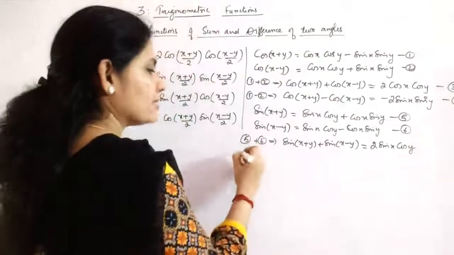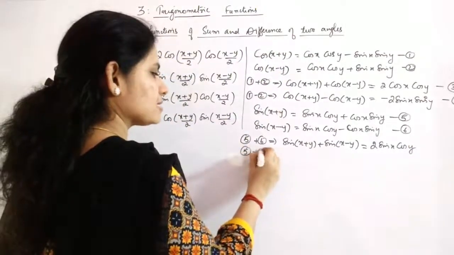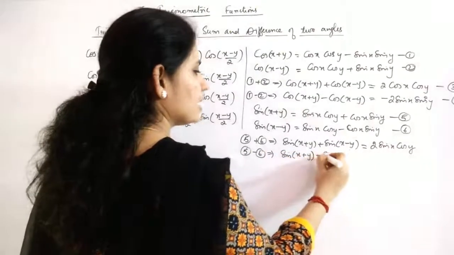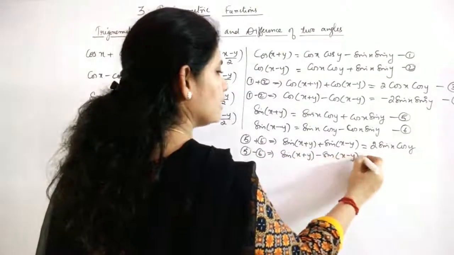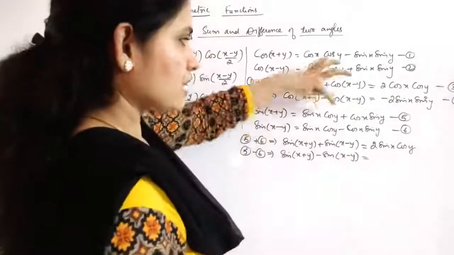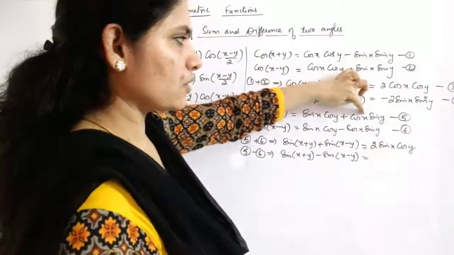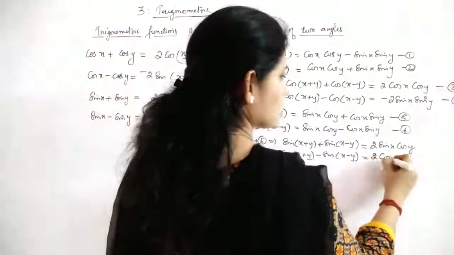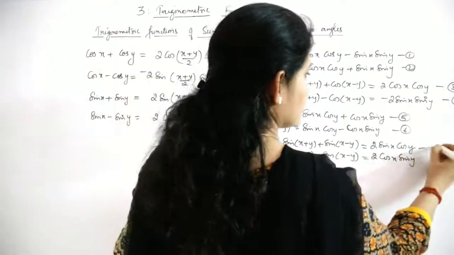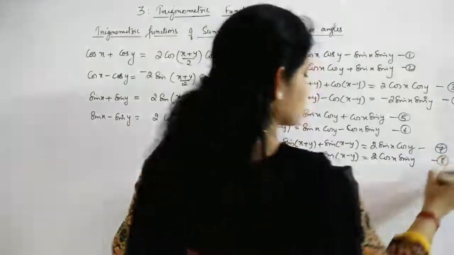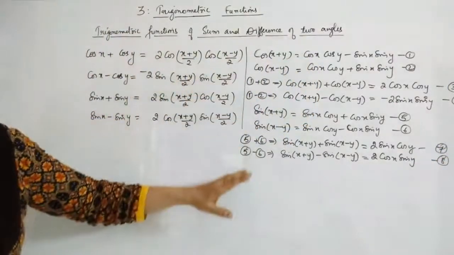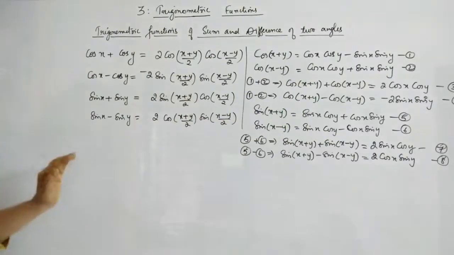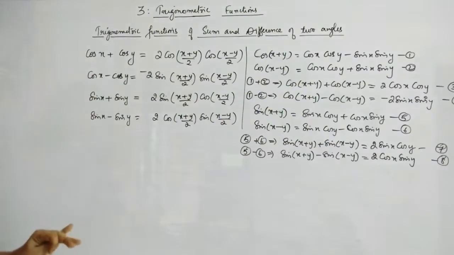Okay, now if I am subtracting them, 5 minus 6, what I will get? Sine of x plus y minus sine of x minus y will be, these two will get cancelled and you will get cos x sin y, minus of minus will give you plus. So it is 2 cos x sin y. So let it be your 7 and 8 equations. Okay, so this much you got. Now what we are doing is we are just replacing x plus y and x minus y with some other variable. Why?